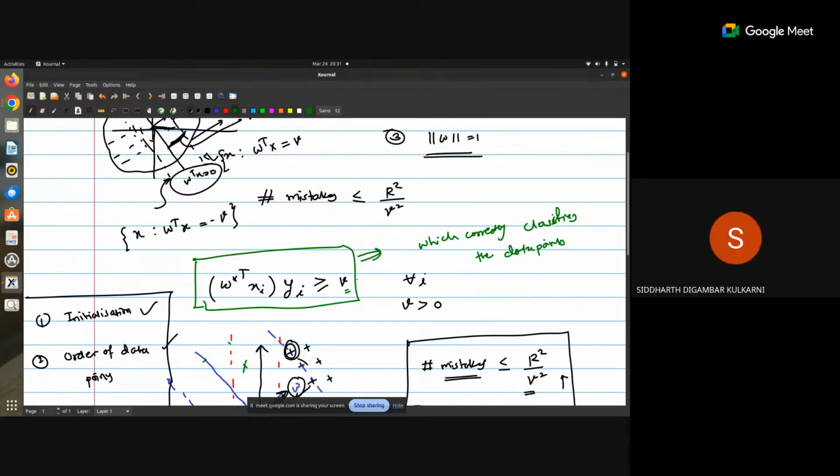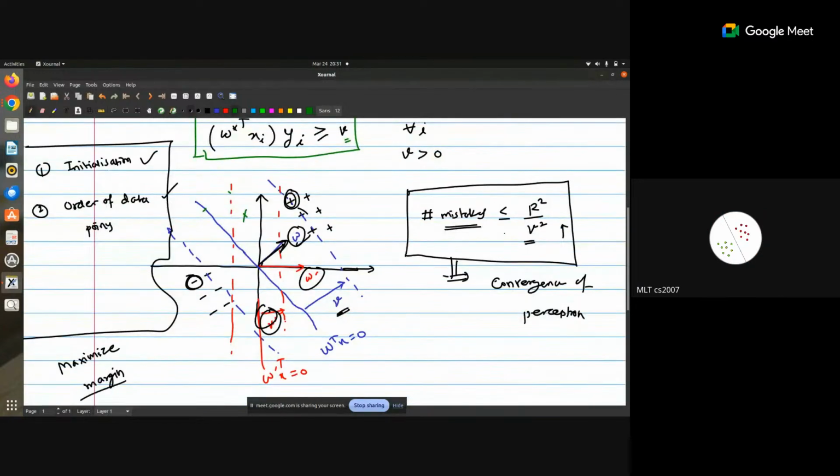But sir, all the W's we get through perceptron will correctly classify all the data points. Yes, correct, all W's will, but that is not necessarily the optimal solution. The optimal solution is the one with the maximum gamma, so that the number of mistakes will also be lesser.